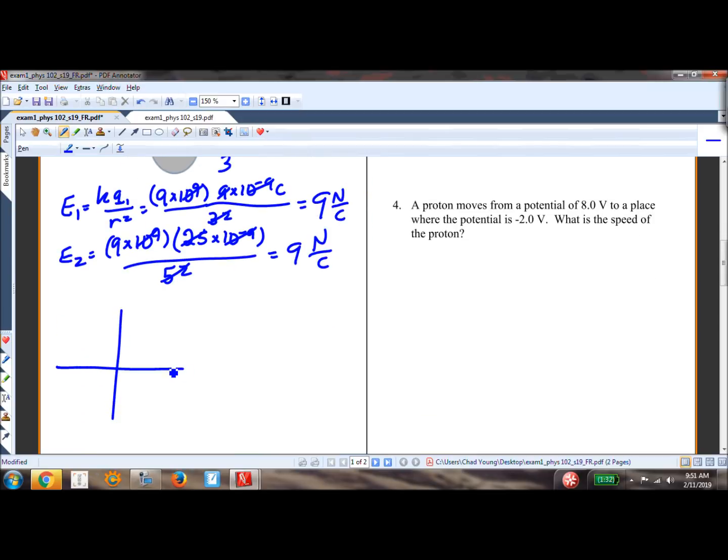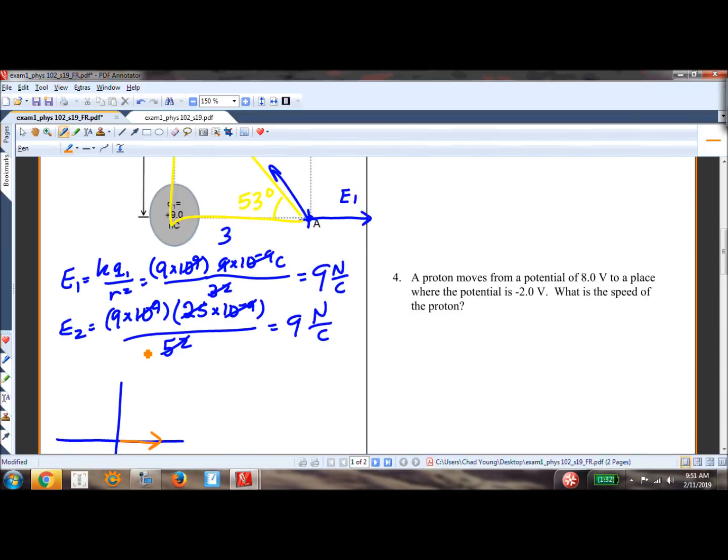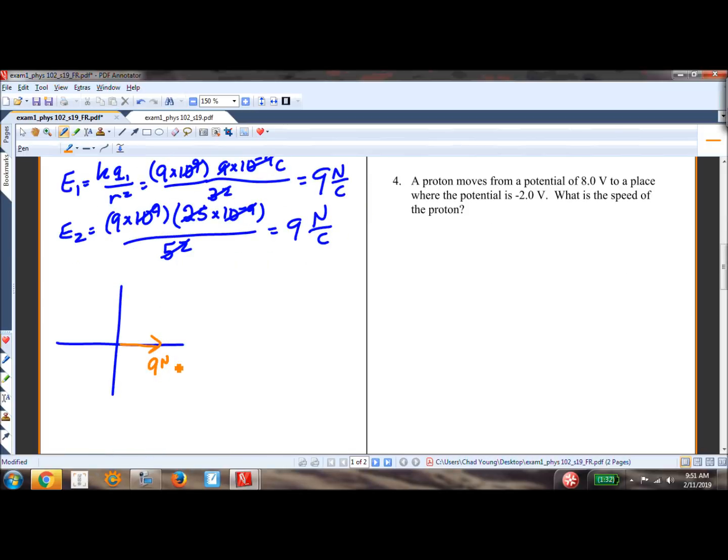Now I need to resolve the vectors. So I have E1, 9 newtons per coulomb, right there. And then I have the x and y components of E2. So it's going to be 9 sine of 53 and 9 cosine of 53. And what are those equal to? Those are equal to 5.4, keeping 2 sig figs, and 7.2 newtons per coulomb.